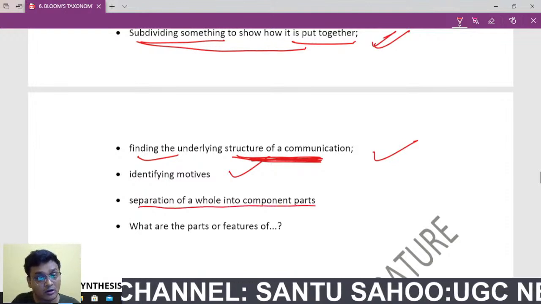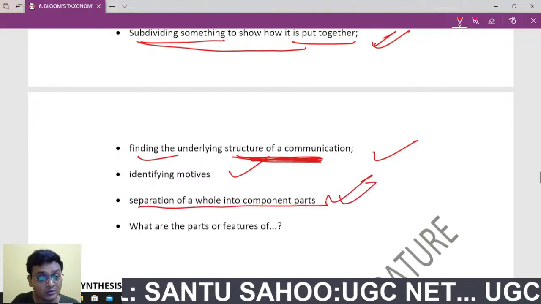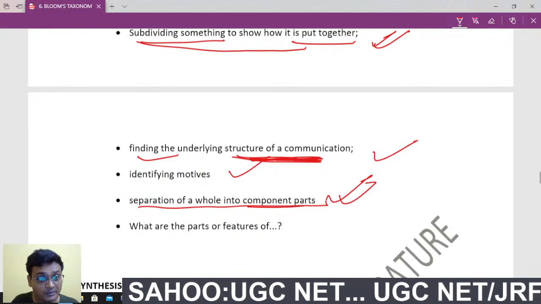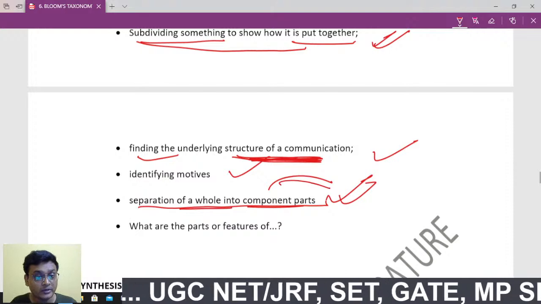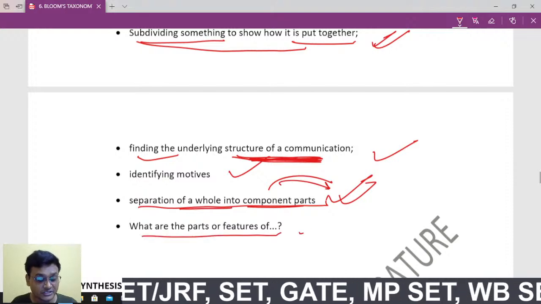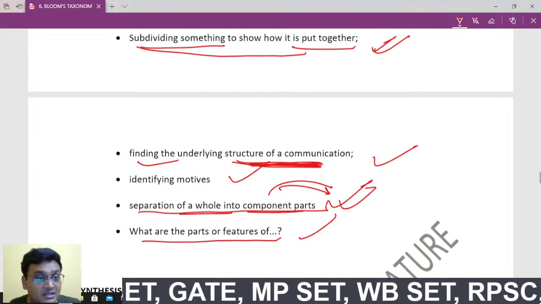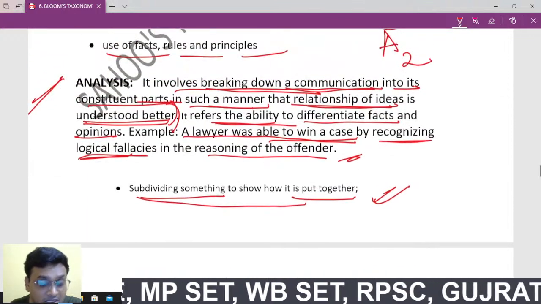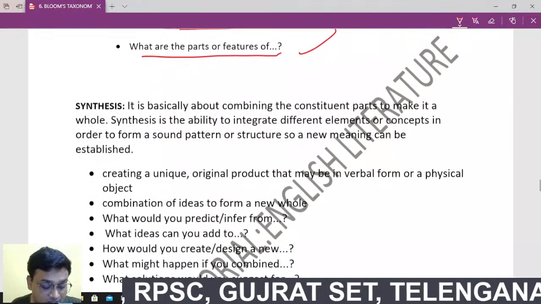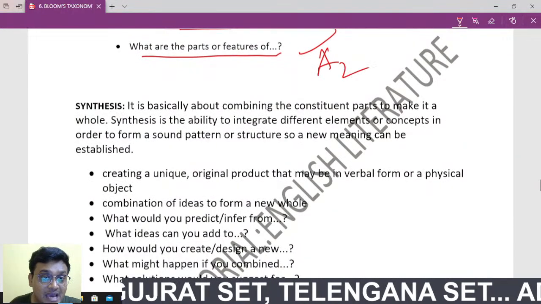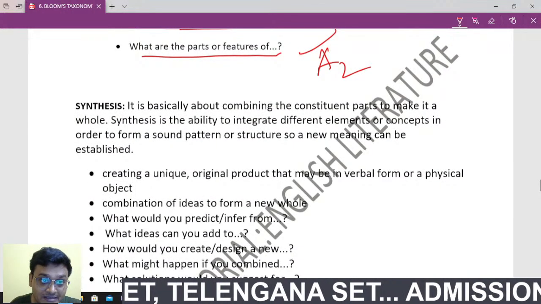Separation of whole into component parts. Okay, whole into component parts, gradually into small parts. Separation of a whole into component parts, and what are the parts or features. So this is actually analysis here. This is analysis, and now this is synthesis. So we have discussed A2, that is application, and after that comes analysis.